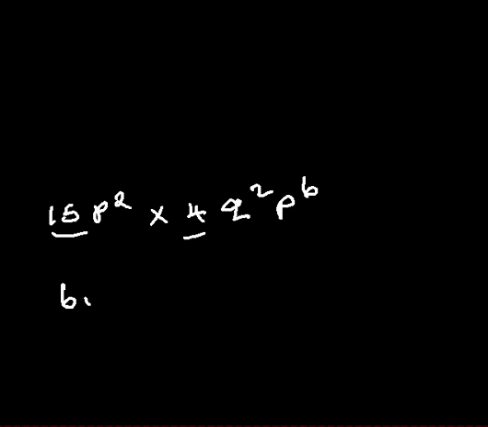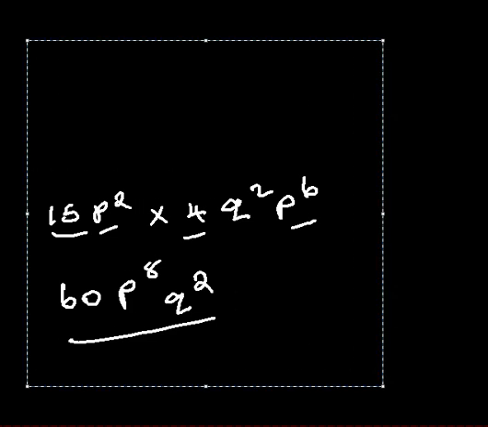And how about if we have this? Let's say we have 15p square times 4q square times p to the power 6. How do you think you can have this? In this case, we have 4 times 15, which is 60. Then p squared times p to the power 6. In this case, we'll have p to the power 8. And that times q square, we'll have that.